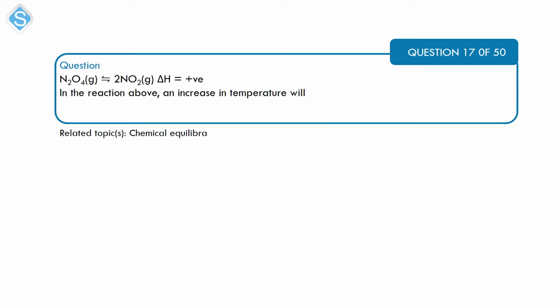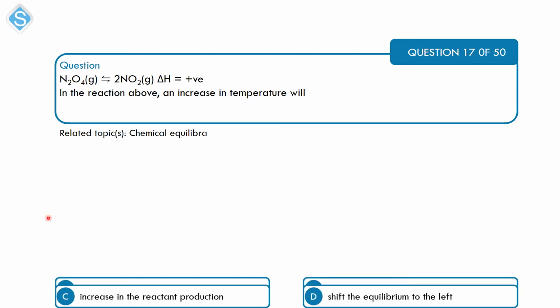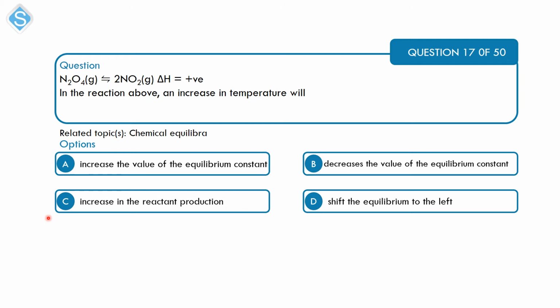In the reaction above, an increase in temperature will A. increase the value of the equilibrium constant, B. decrease the value of the equilibrium constant, C. increase the reactant production, D. shift the equilibrium to the left.